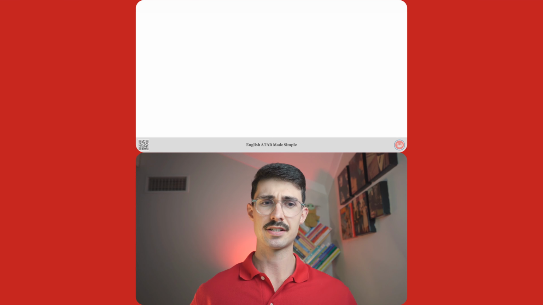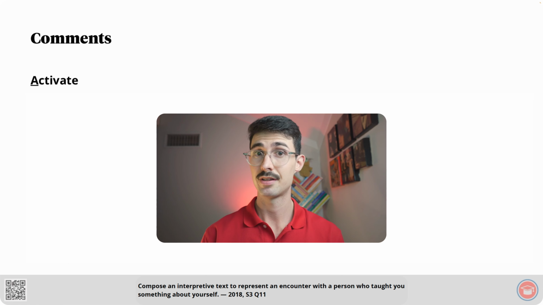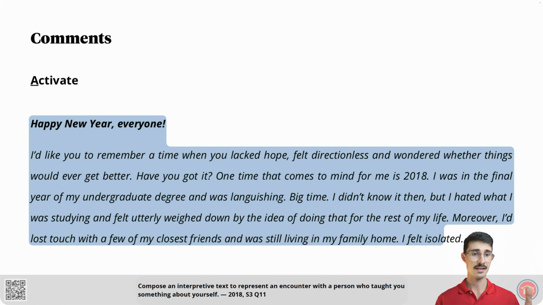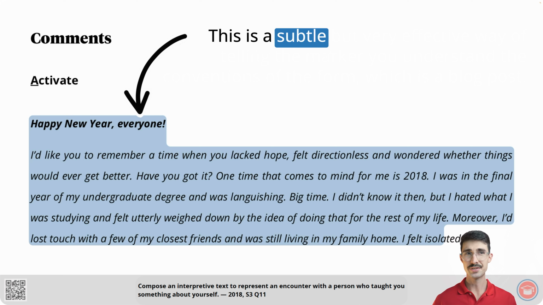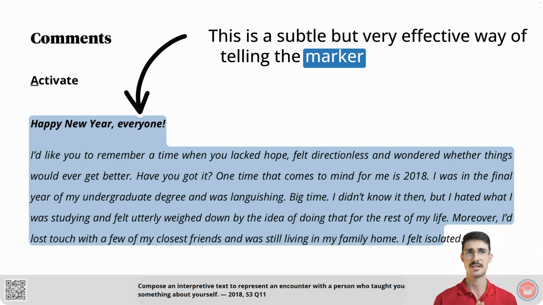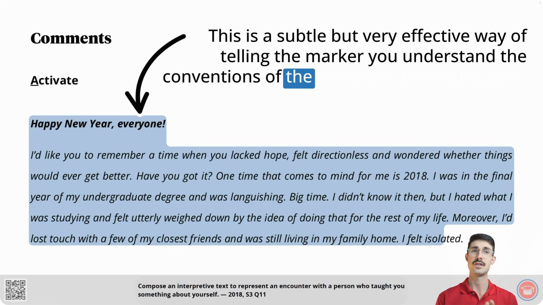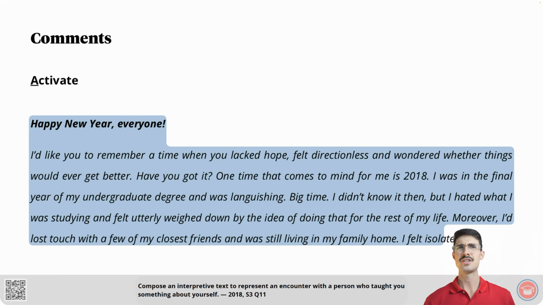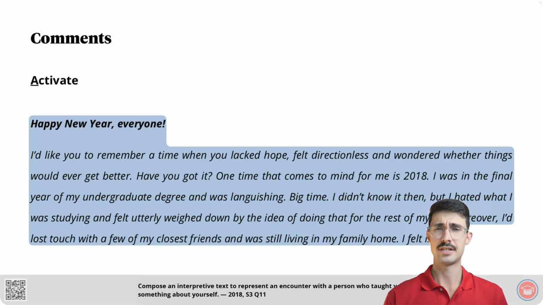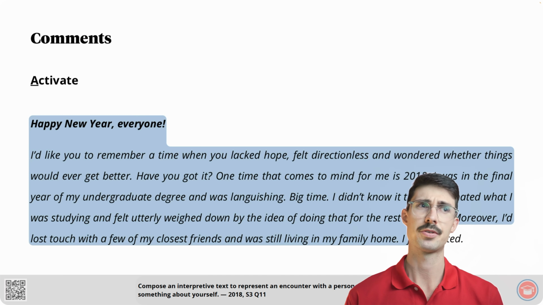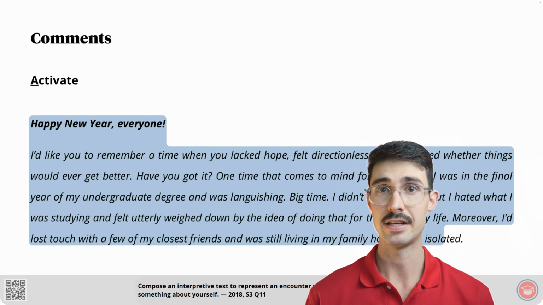Here is a discussion of the introduction, starting with the activate. I start off by saying, "Happy New Year, everyone." This is a subtle but very effective way of telling the marker you understand the conventions of the form, which is a blog post. Imagine if I published this post on New Year's Day to my audience of 1,000 subscribers without acknowledging New Year's Day. If I have a really loyal fan base of readers who stay updated with what I'm posting on a daily basis, not having any reference to New Year's Eve or New Year's Day in my post would make it look as though I'm not addressing the elephant in the room.